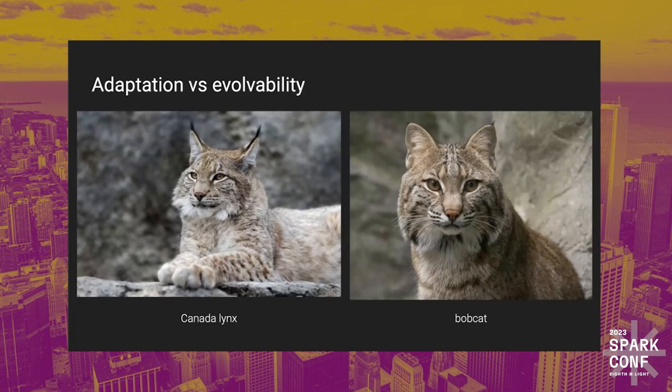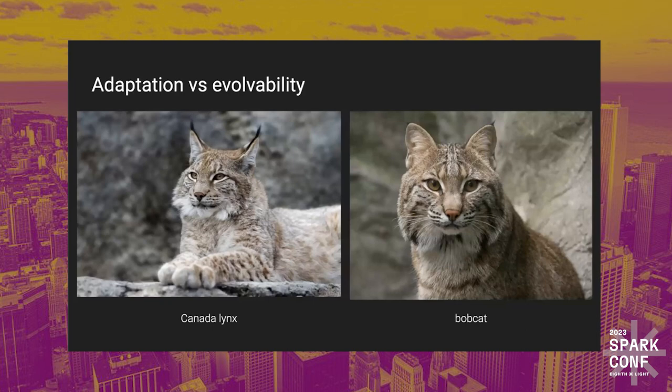So most of you probably are already aware that adaptation maximizes an organism's fitness for their environment. But sometimes being really well adapted to your current environment actually reduces your ability to evolve to future changes. For example, the Canada lynx on the left and the bobcat on the right both prefer to eat snowshoe hares. That's their main prey. In the case of the Canada lynx, it almost exclusively preys on the snowshoe hare species when possible.